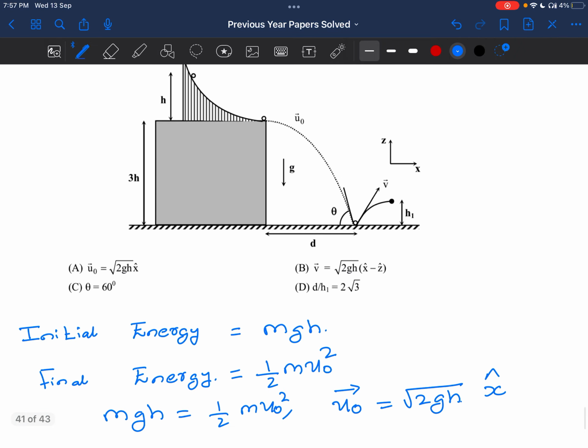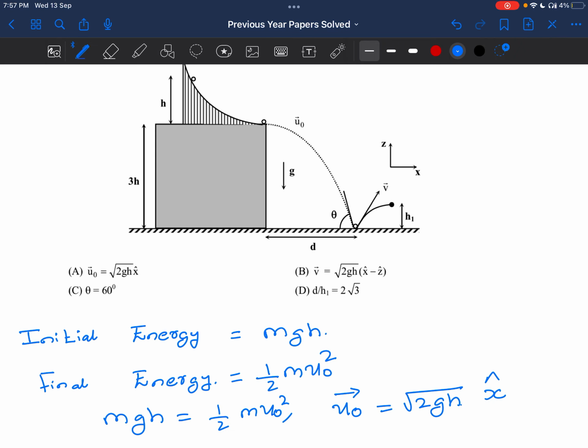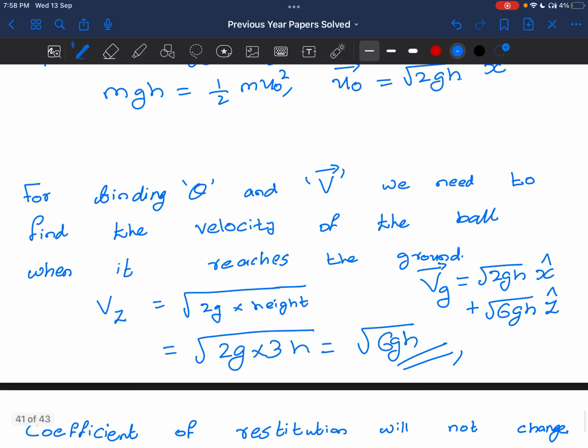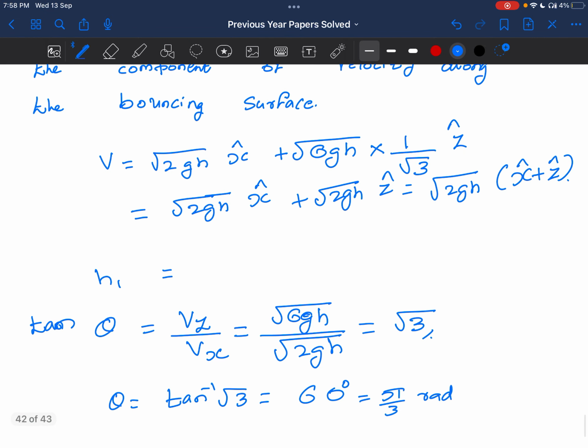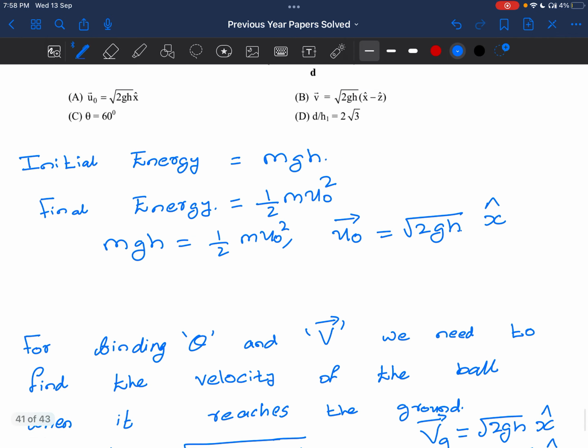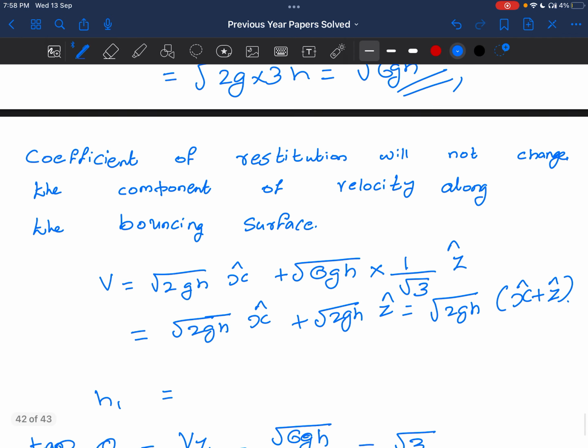Actually, you can eliminate option B very quickly because here it is given minus z cap, and that will not happen because the ball is going in this direction and z should be positive. So this option can be eliminated, and you should use that kind of tricks in entrance exams as time is your biggest enemy there. So we got V as root 2gh into x cap plus z cap, so this option B is wrong.